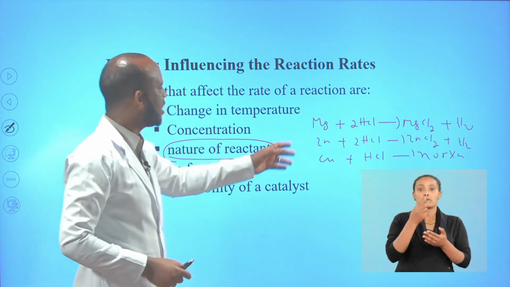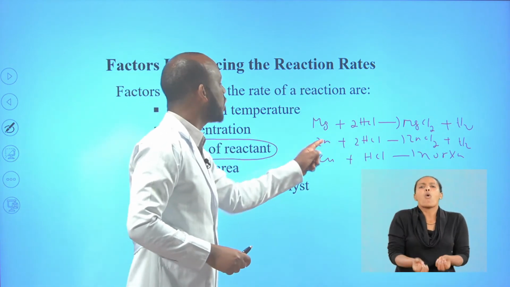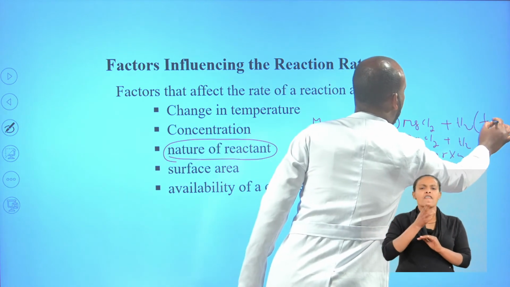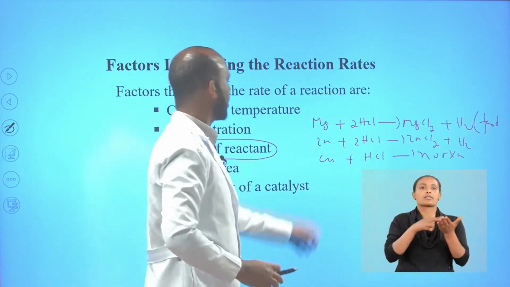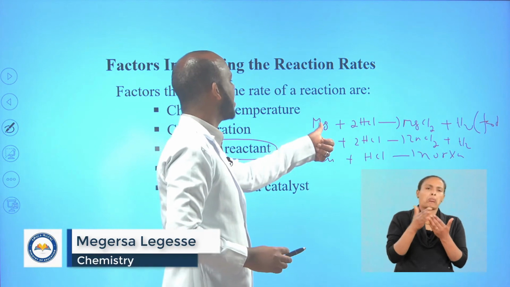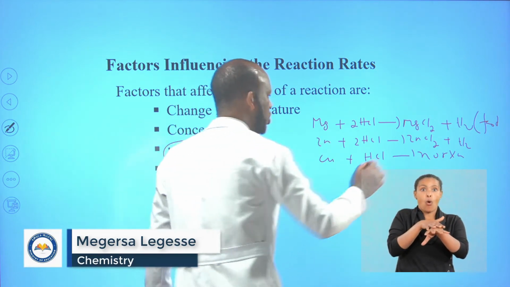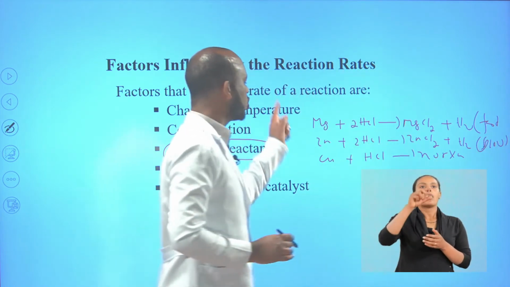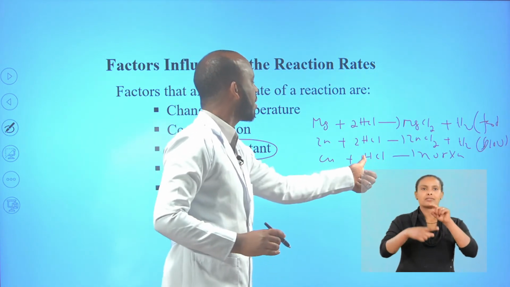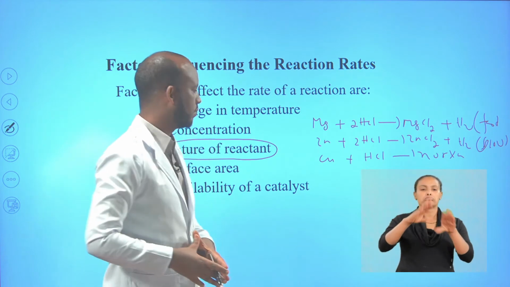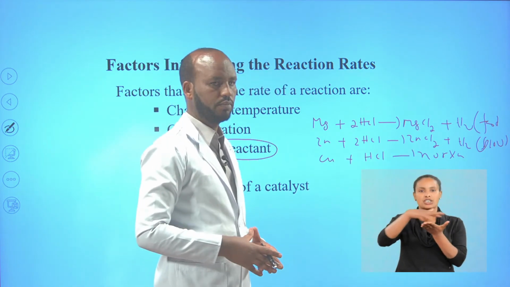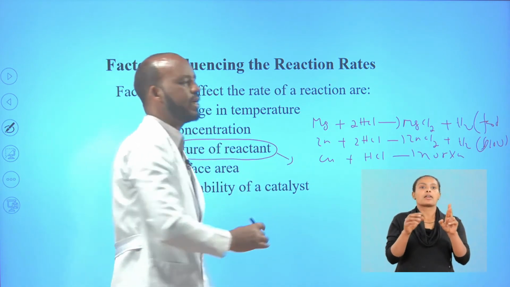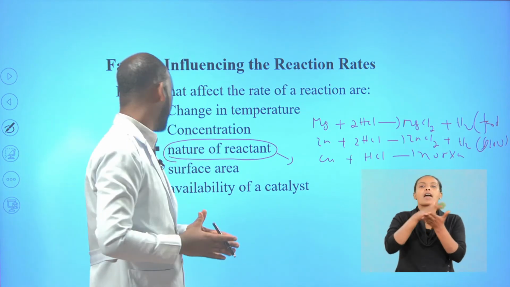You see? Magnesium is more reactive than zinc. Therefore, this reaction is a fast reaction. Zinc is less reactive than magnesium. Now this reaction is slow. Copper can't displace hydrogen from the acid. No reaction. Therefore, nature of the reactant. Now this is chemical behavior of reacting substance.